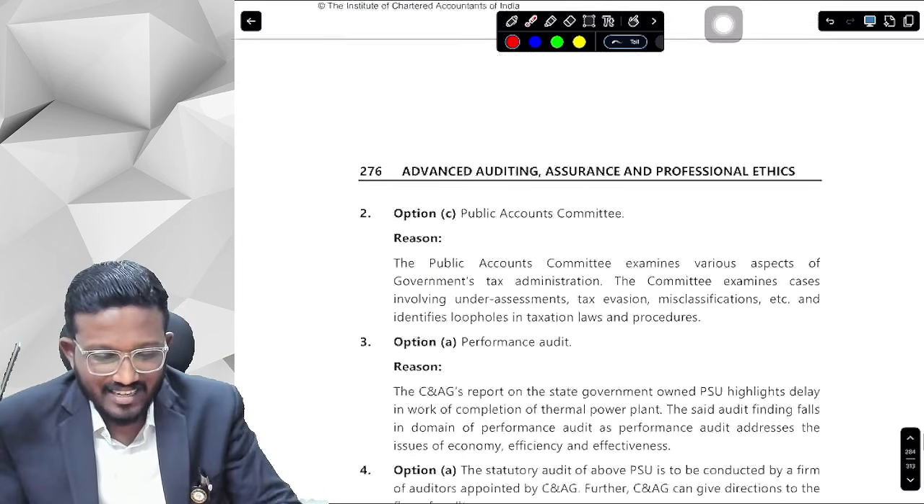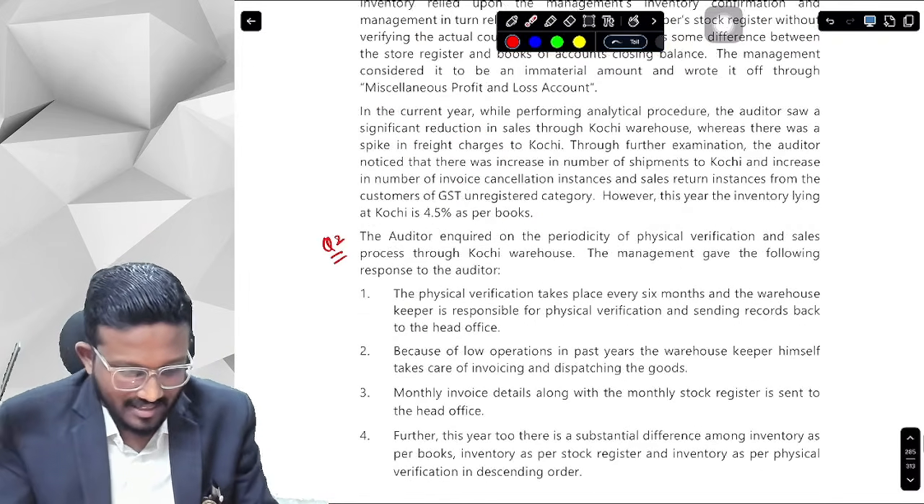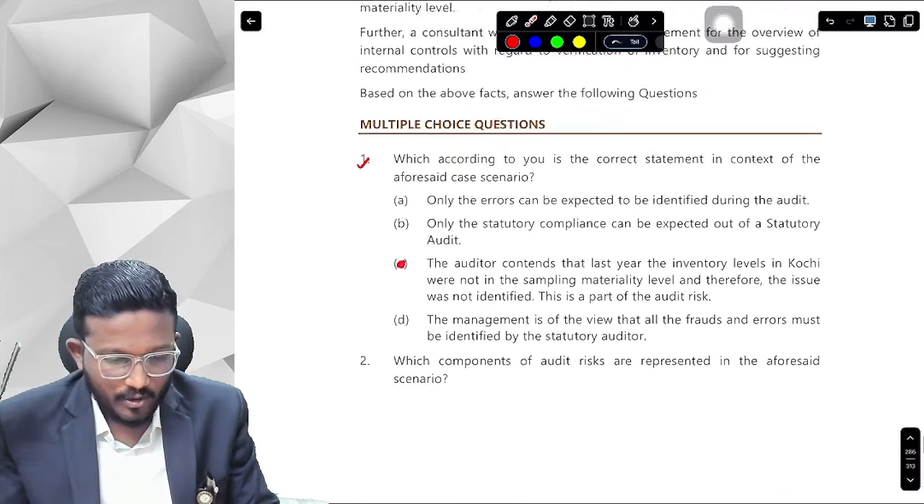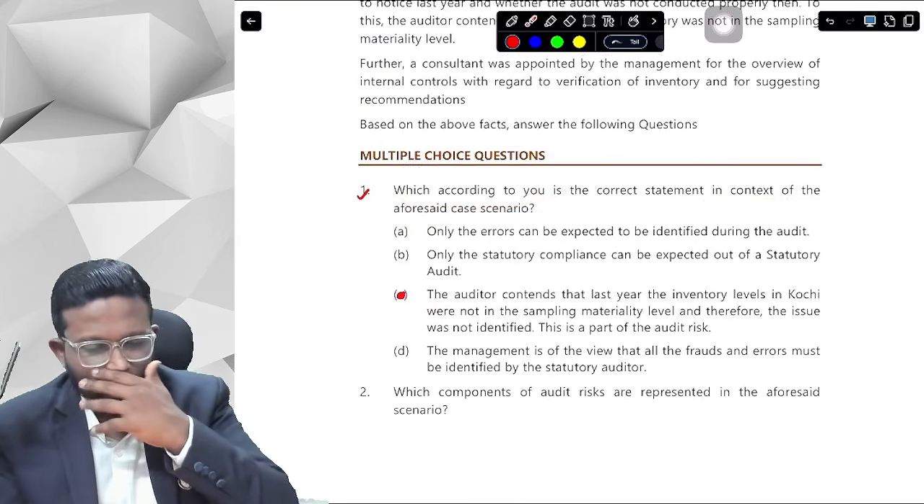Okay, yes sir, this was your case scenario number 54. Let's do case scenario number 55. What is it saying, sir? Question number 1, yes. Which according to you is the correct statement in the context of the case scenario? Let's read what it is trying to say.